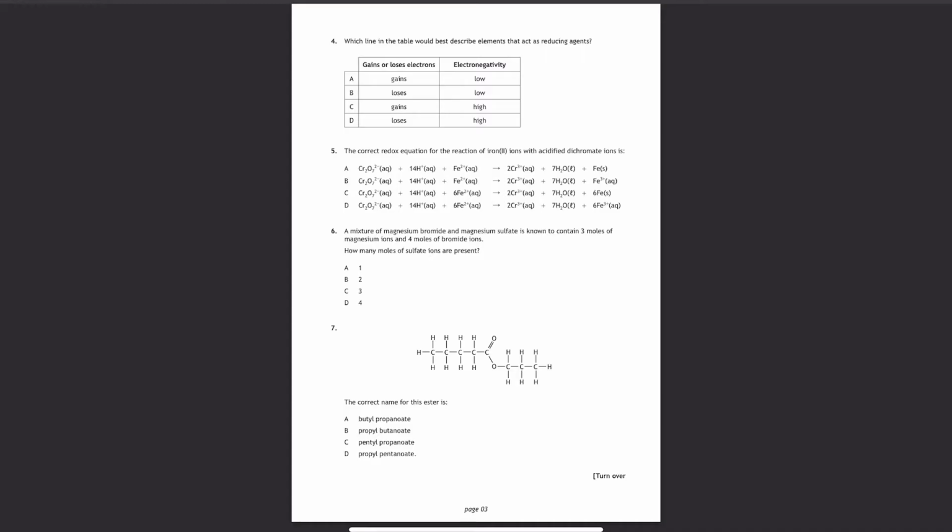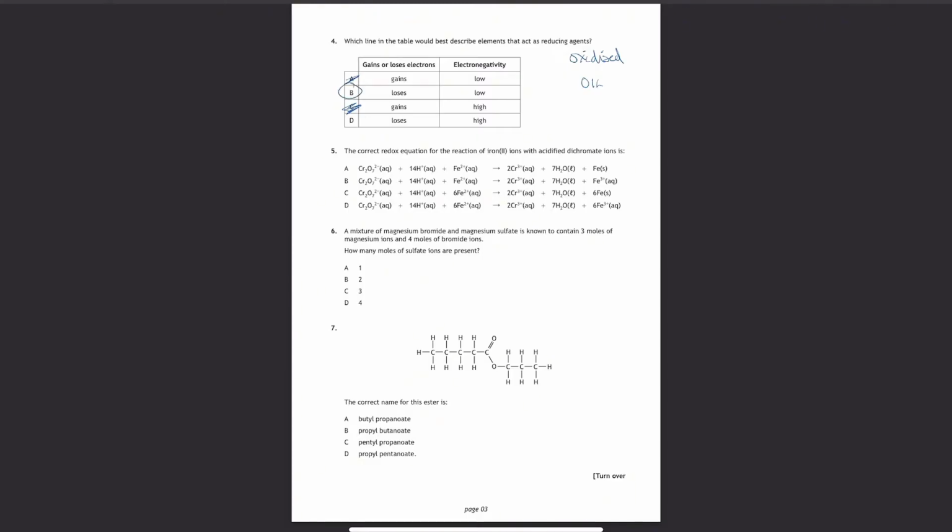Question 4. Which line in the table would best describe elements that act as reducing agents? Reducing agents are themselves oxidized. It's always the opposite. And if you remember from Nat 5 even, OIL RIG: oxidation is loss of electrons. That helps us narrow down the answers first of all. We know it's going to lose electrons because it's been oxidized. Now, electronegativity is the measure of an atom's attraction for bonding electrons. So if we're trying to remove electrons, we want its attraction to be low, which means we want a low electronegativity. So it would be B.